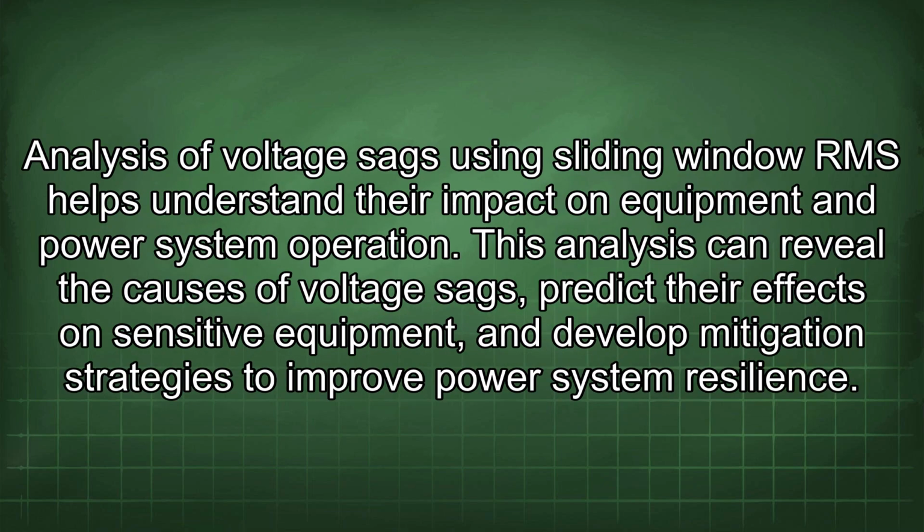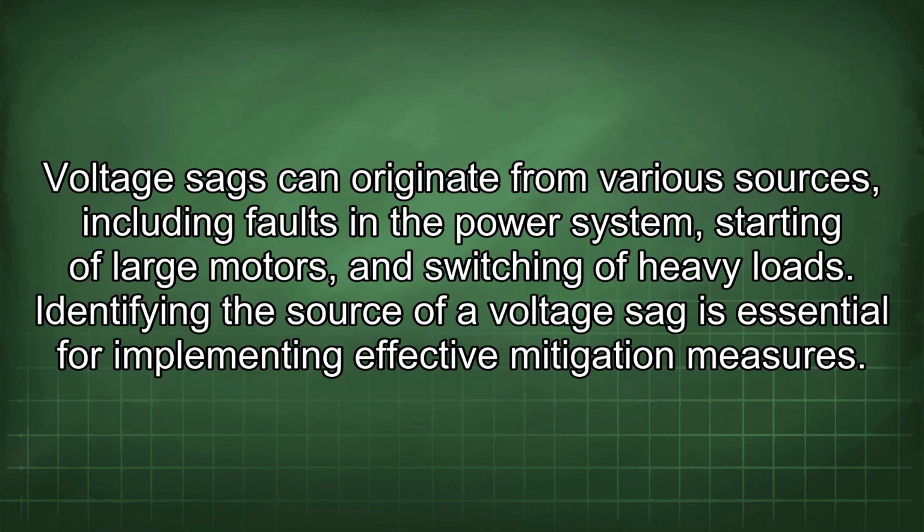Analysis of voltage sags using sliding window RMS helps understand their impact on equipment and power system operation. This analysis can reveal the causes of voltage sags, predict their effects on sensitive equipment, and develop mitigation strategies to improve power system resilience. Voltage sags can originate from various sources, including faults in the power system, starting of large motors, and switching of heavy loads. Identifying the source of a voltage sag is essential for implementing effective mitigation measures.